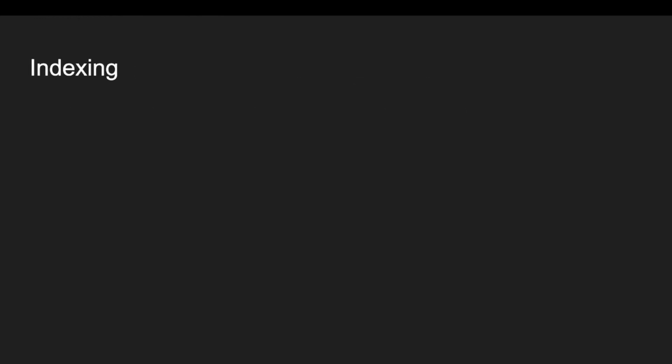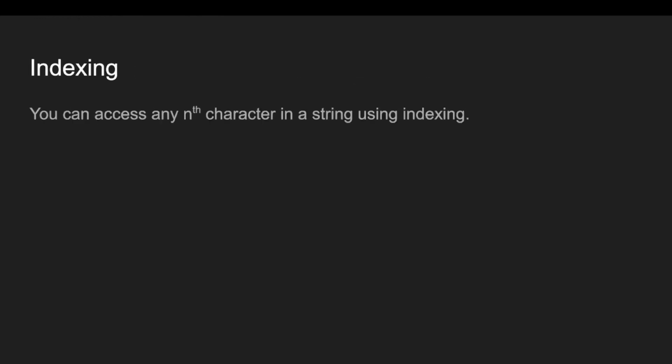Now let's move on to indexing. Indexing allows you to access the nth character in a string. Strings are 0 indexed. What does this mean? The first character of a string is indexed as 0, so when you want to access the first element in the string, you must ask for the 0th index.